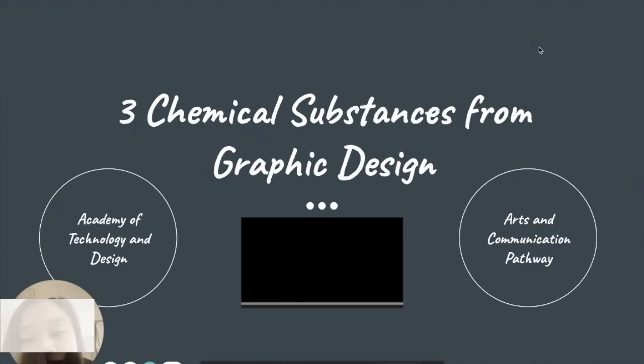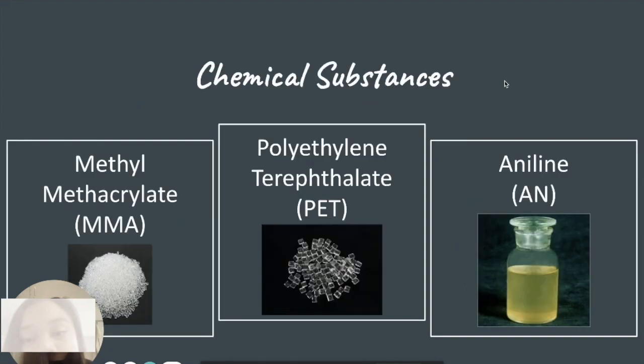My project name is 3 Chemical Substances from Graphic Design. I'm in the Academy of Technology and Design and part of the Arts and Communication pathway. So my 3 chemical substances are methyl methacrylate or MMA, polyethylene terephthalate or PT, and aniline or AN.